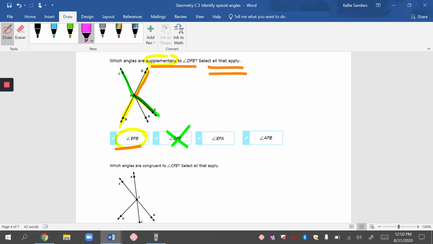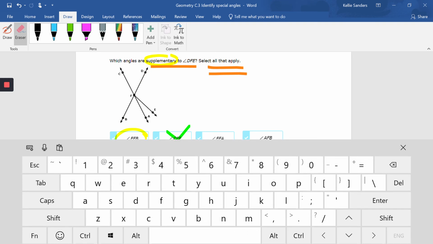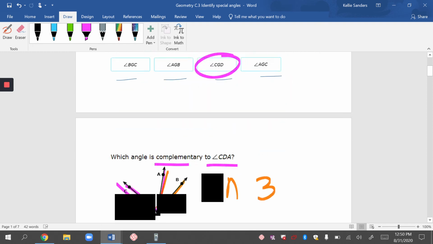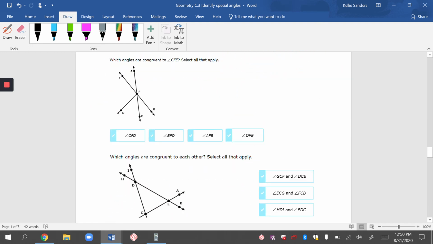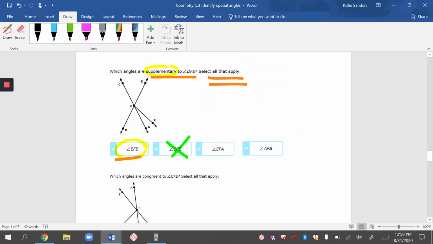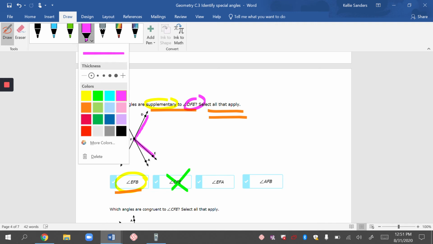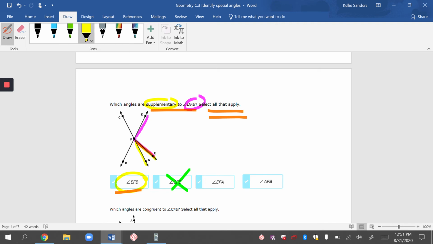EFA. Okay. I'm going to have to start over on this one because I honestly forgot which angle I was looking at. Okay, let's go back. DFE. EFA. EFA does not work because this yellow and this purple are not straight to each other.